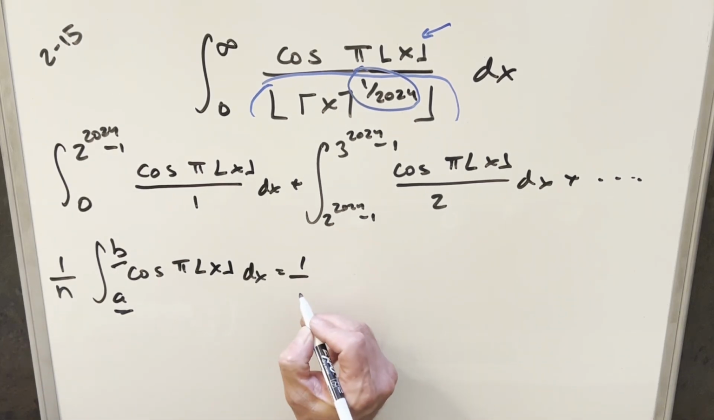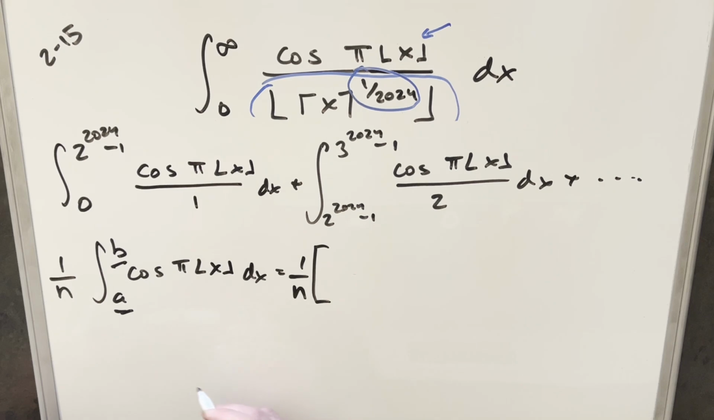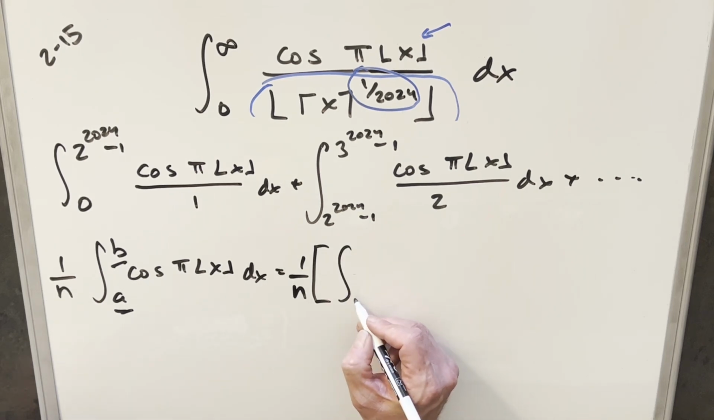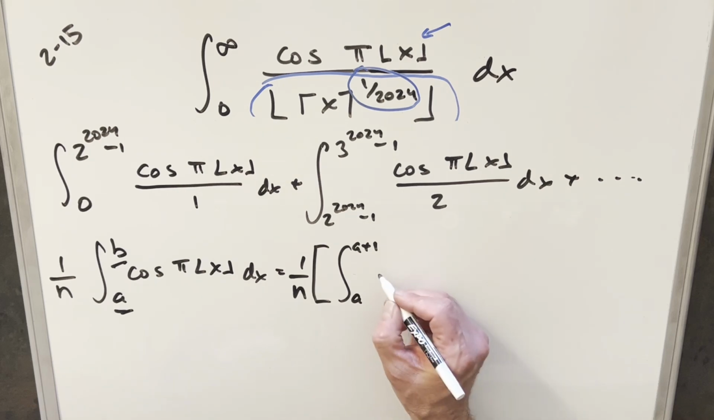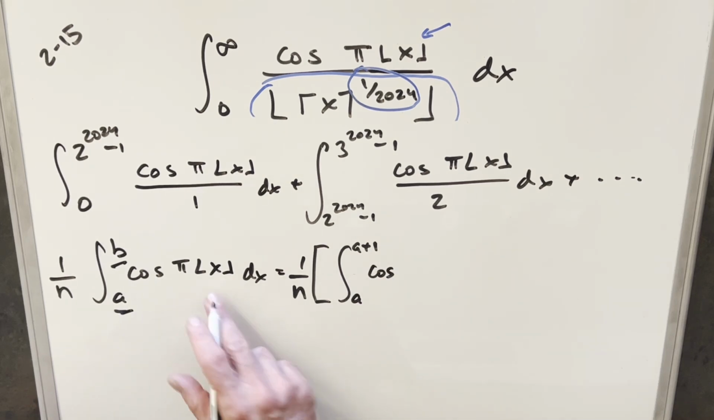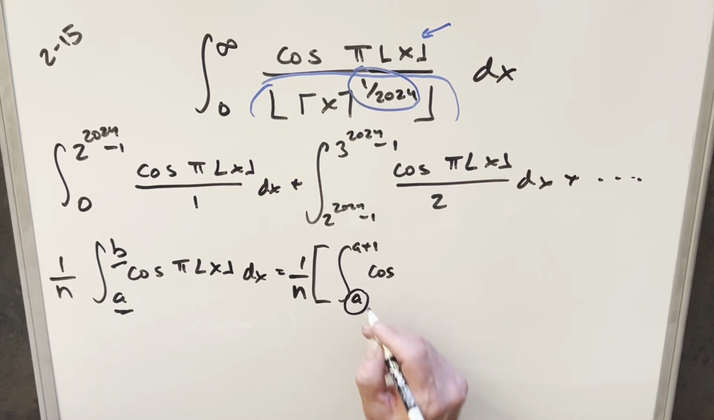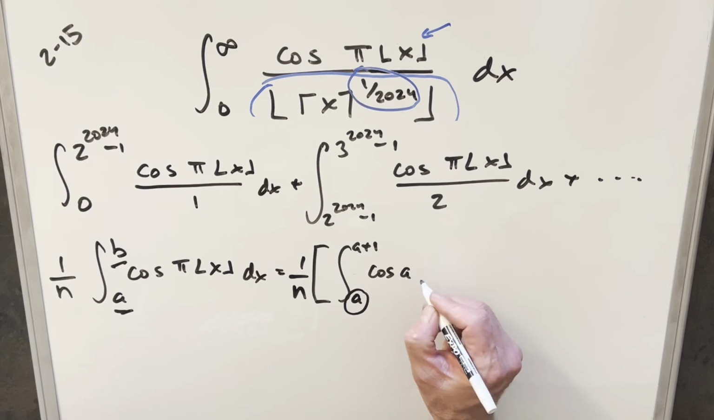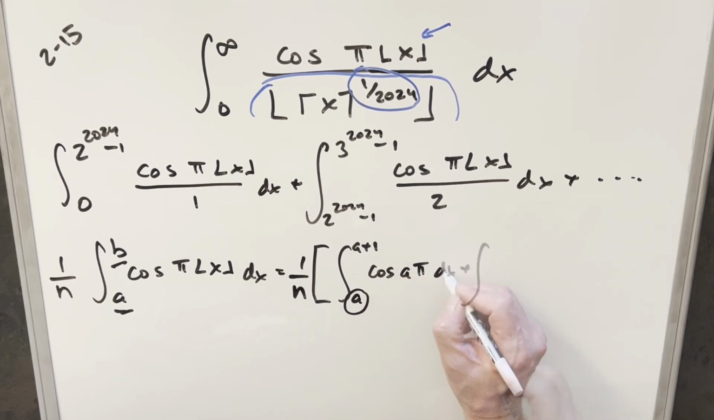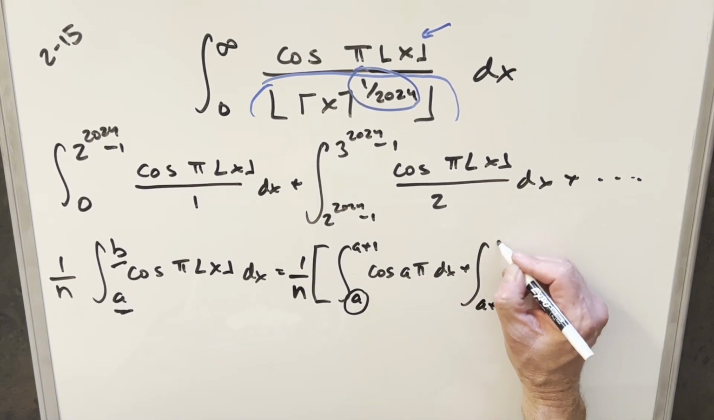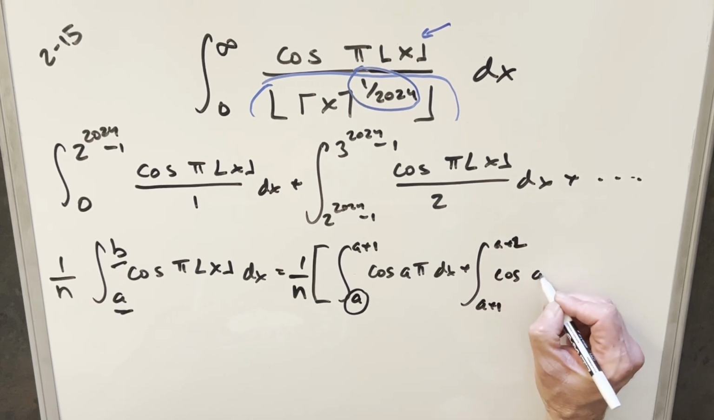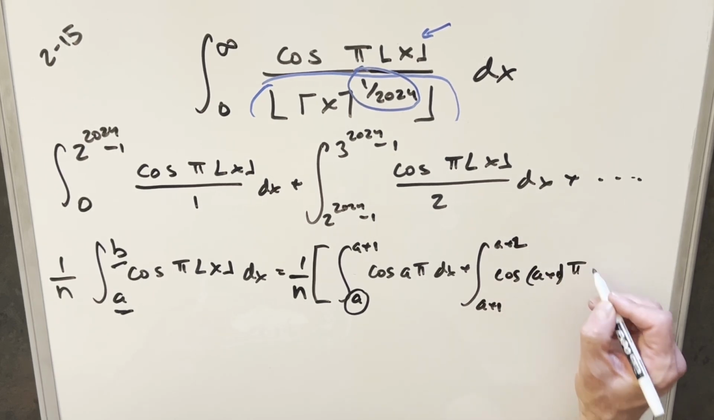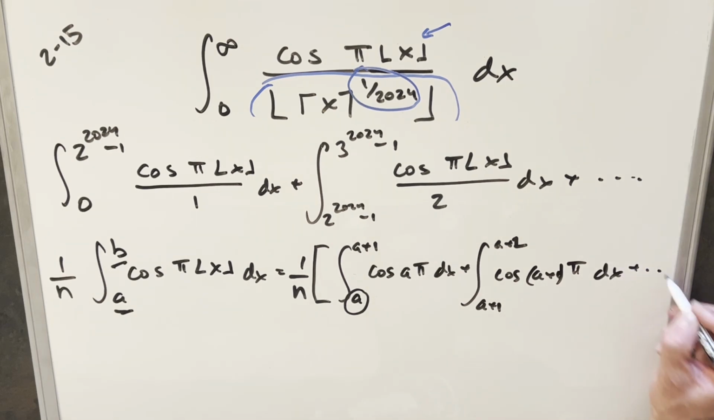Then to break this up, we're going to have our 1 over n in front of everything. And then what's going to happen is our first one's just going to go from, we could say, a to a plus 1. And then in our cosine, the floor is going to round this x down to the lower bound. So this is going to become cosine a pi. Then for this next one, we're going to be going from a plus 1 to a plus 2, and then this is going to be cosine a plus 1 pi here.